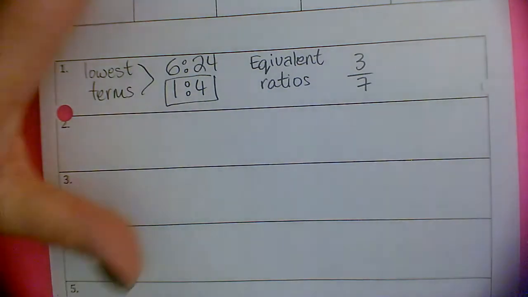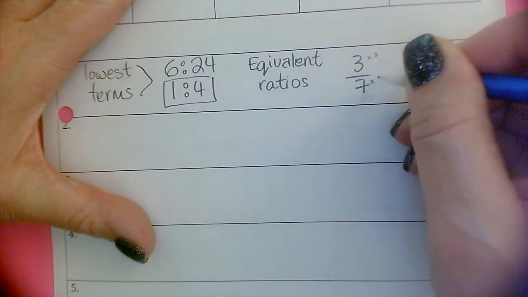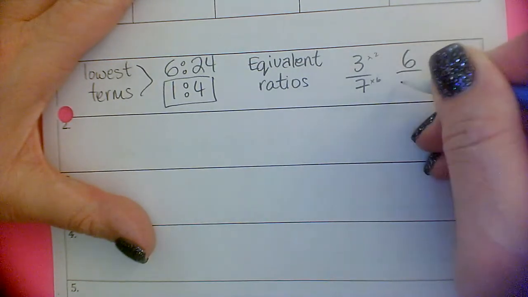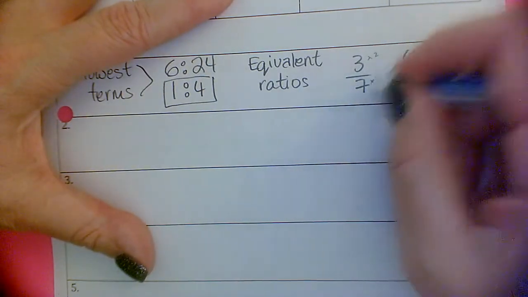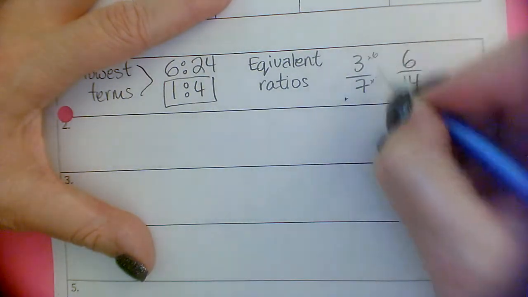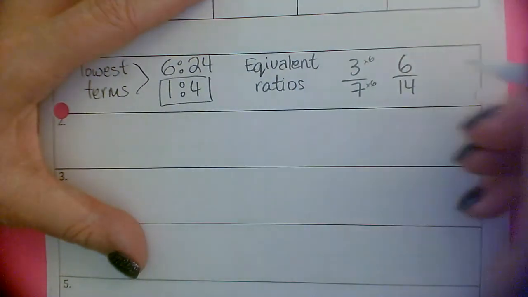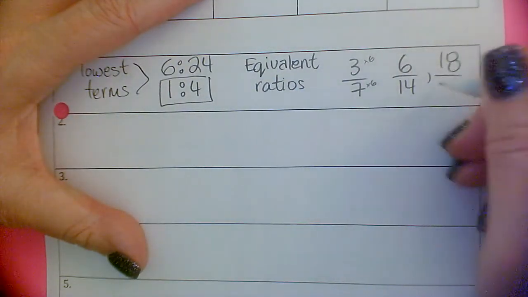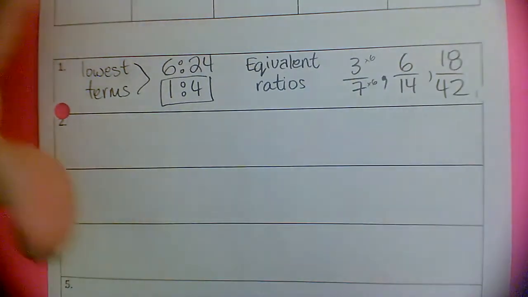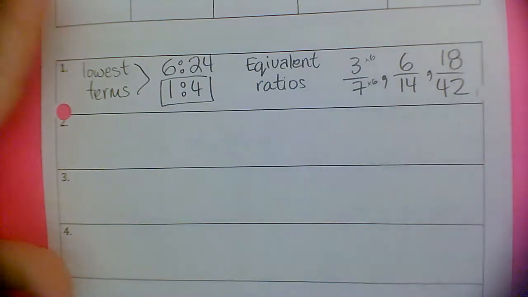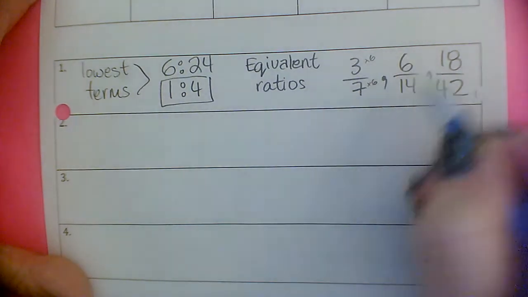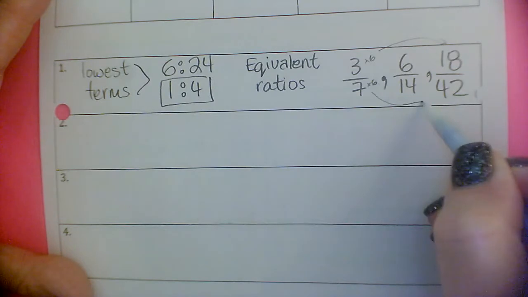You like to multiply by 2? Why not? We could do 2. 6 over 14. I could multiply by 6. As long as what I do to the top and the bottom is the same thing. 18 over 42. All of these are equivalent. Okay. As long as you are multiplying the top and the bottom by that same number, right?